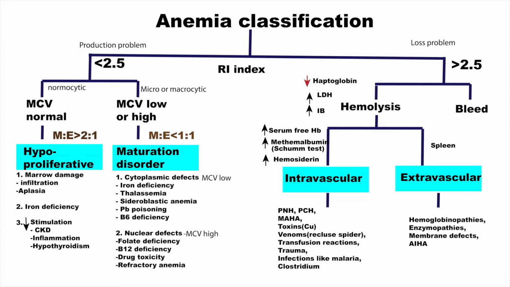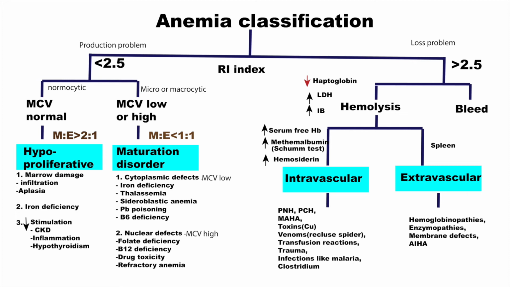Normocytic is when the MCV is normal. If you do a bone marrow analysis in these cases, you will find the myeloid to erythroid ratio is more than 2 to 1. When the MCV is low or the MCV is high, the myeloid to erythroid ratio is less than 1 to 1. In these cases, there is erythroid hyperplasia, especially when the MCV is high because of a B12 or a folic acid deficiency.